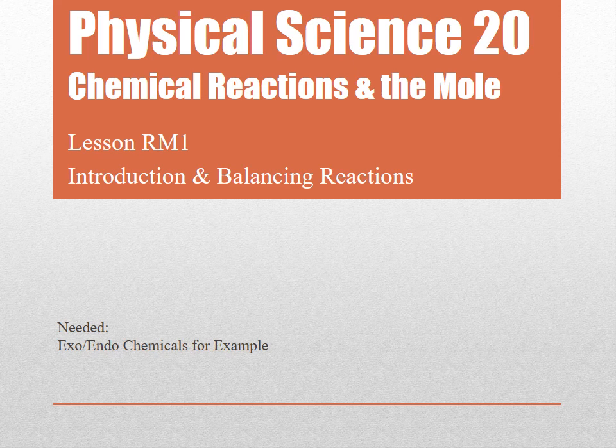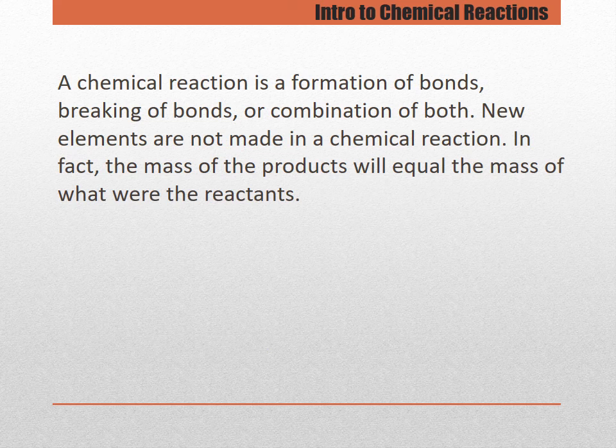Physical Science 20, reaction and the mole, and we're going to look at balancing reactions today. That's the RM1 assignment. A chemical reaction is a formation of bonds, breaking of bonds, or a combination of both. New elements are not made in a chemical reaction. In fact, the mass of the products will equal the mass of what were the reactants.